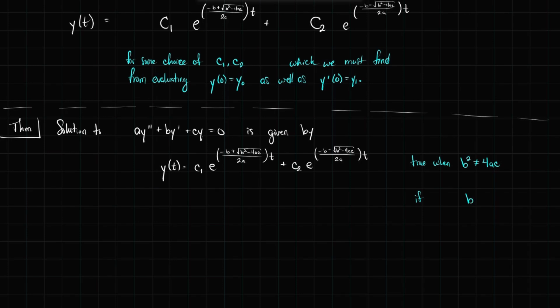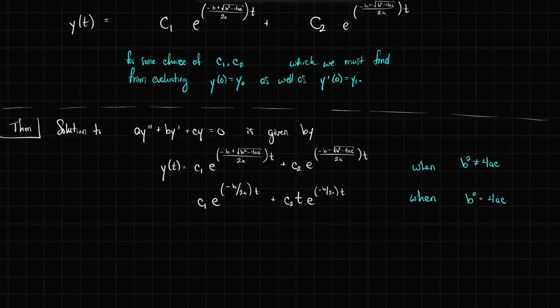If b squared equals 4ac, there's an extra thing that happens. And what happens is you have repeated roots, and that gets into the case when your exponential is not actually diagonalizable. Your matrix isn't diagonalizable. We end up with the following. We get c1 e to the negative b over 2a t, and we get c2 times t e to the negative b over 2a t.